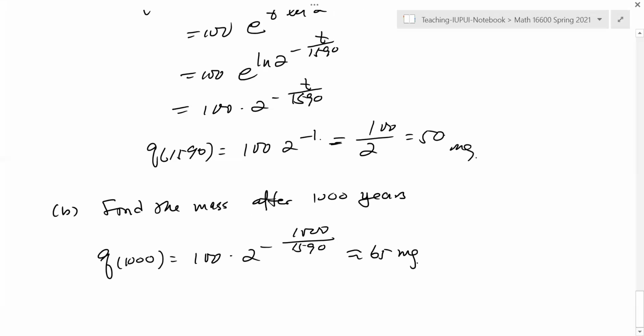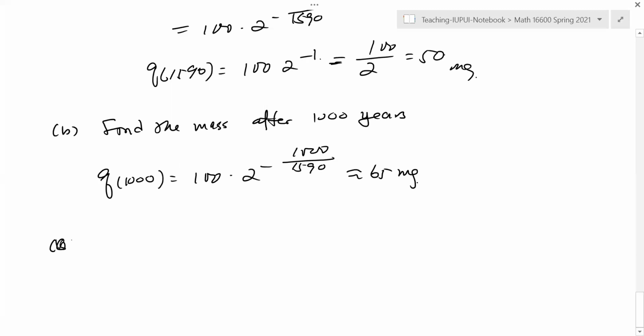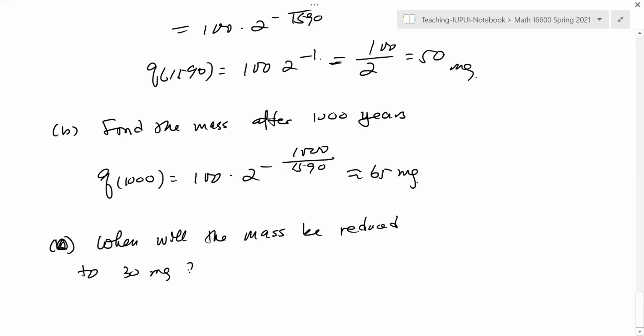Okay, but in reality, we also want to find the number of years. We want to know when the mass will be reduced to 30 mg, or even 10 mg.